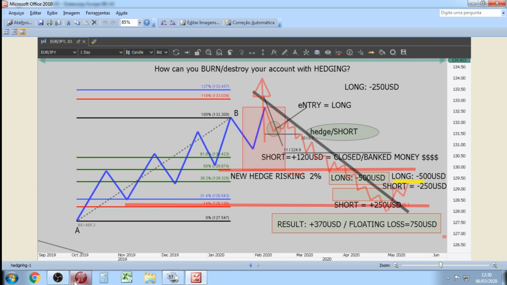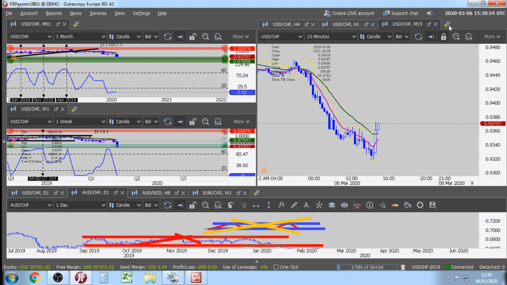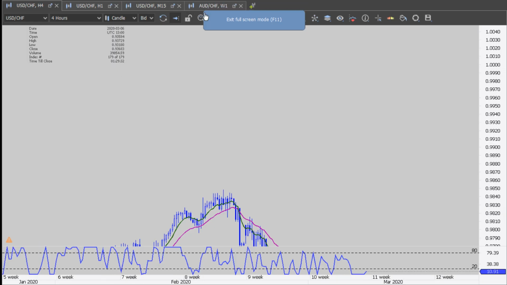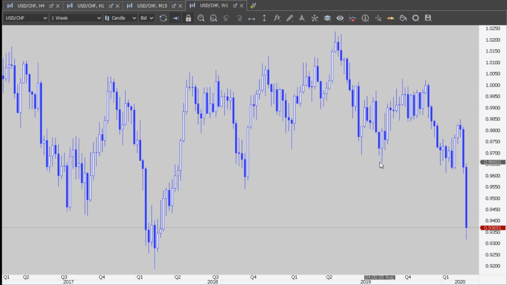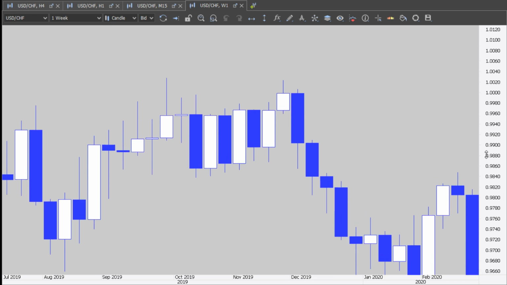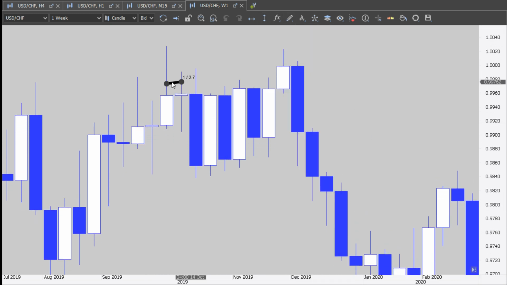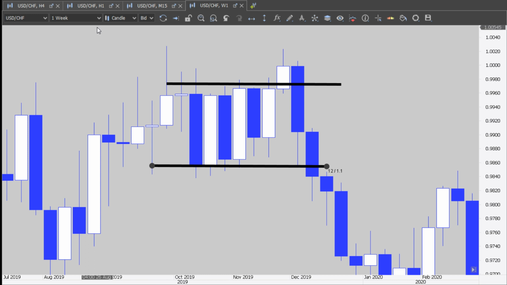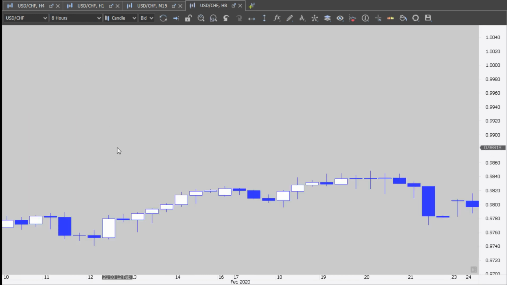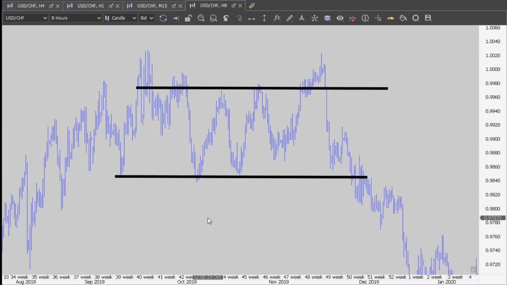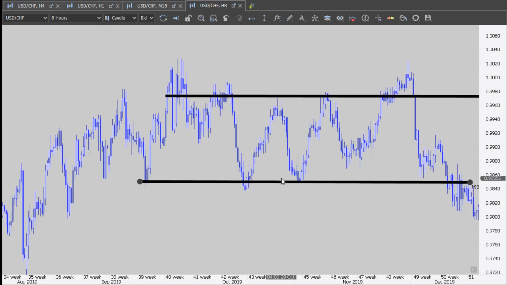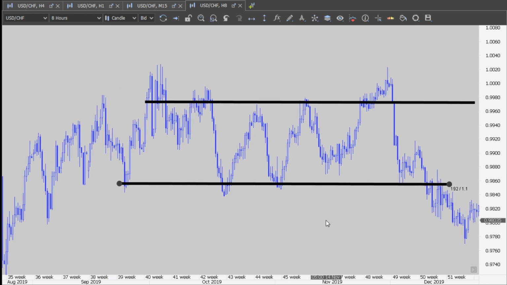You know? One more, where a student lost the account, everybody. It was a demo account, but a student lost the account on USD CHF. He lost the account hedging in here. He lost the account hedging this sideways movement in here. You know? Supposed to enter. Okay? So this is the sideways movement. Let's go on the 8-hour chart just to see if we can. Right? So this is the chart. Lost the account, everybody.